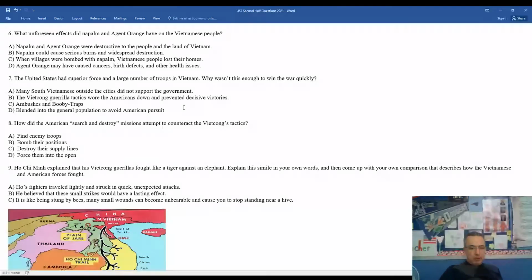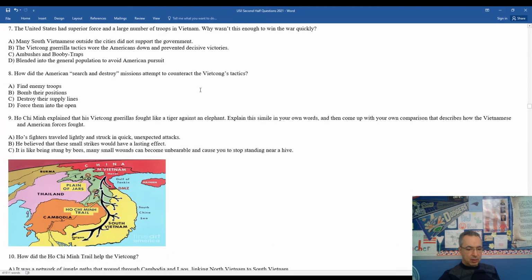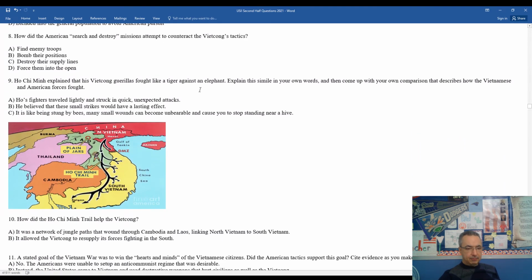So Ho Chi Minh's fighters traveled lightly and struck quickly and unexpectedly. He believed that these small strikes would have a lasting effect. It was like being stung by bees. Many small wounds could become unbearable and cause you to stop standing near the hive. So one bee sting is not going to be a huge deterrent, but multiple ones would certainly be problematic.